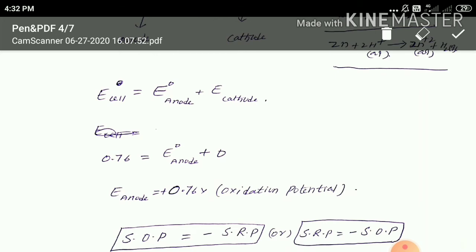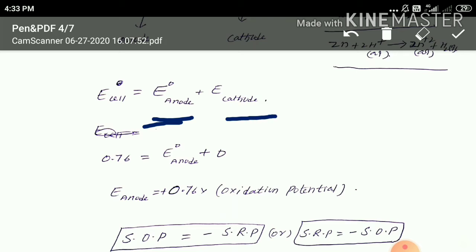So here the zinc is arranged as the anode, that's why the electrode potential value should be taken as the oxidation potential value. That means the EMF value of the cell is equal to the oxidation potential value of the unknown electrode. EMF value of the cell is equal to the oxidation potential of anode plus the oxidation potential value of cathode.